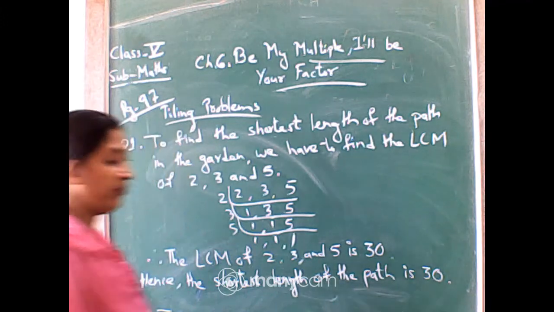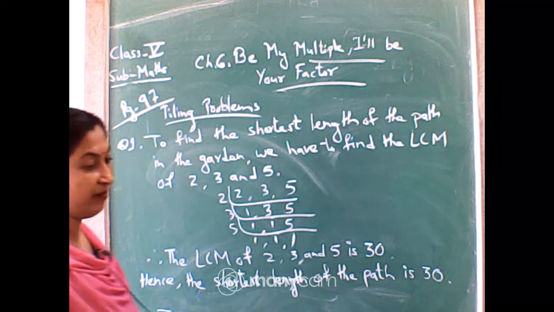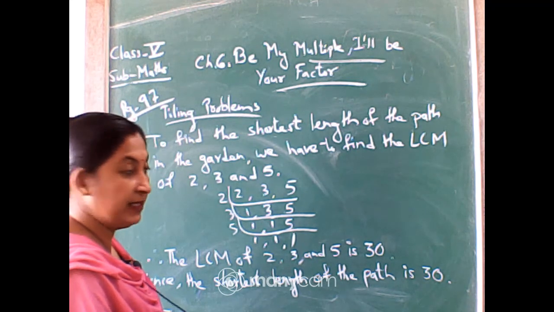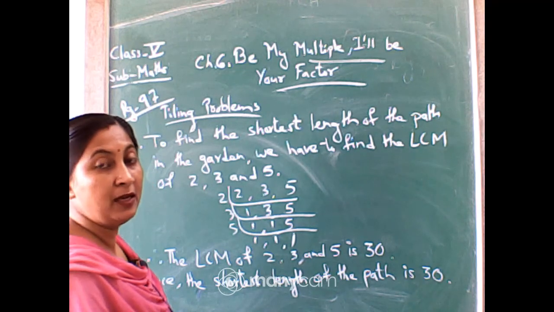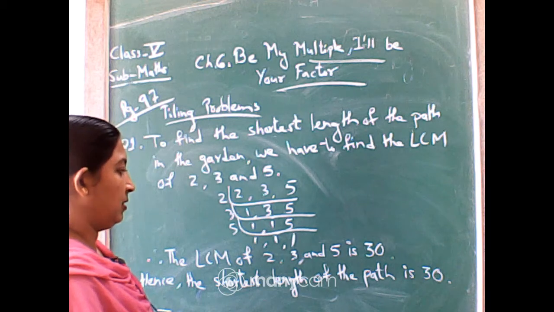See, in this type of question where you have to find the length of the path and the numbers are given, 2, 3 and 5, you have to find the LCM. You have to find the LCM of the numbers, and that will be the shortest length of the path. Clear?